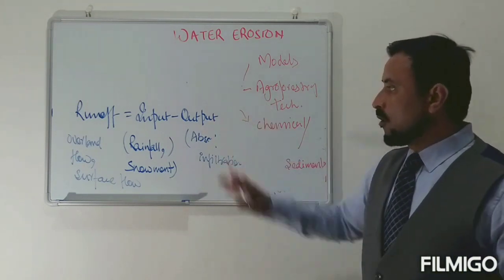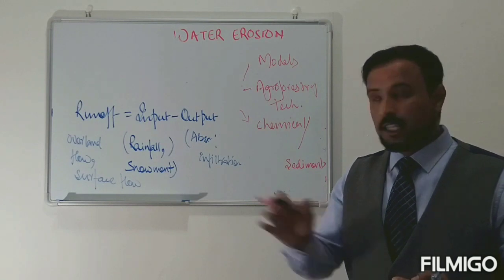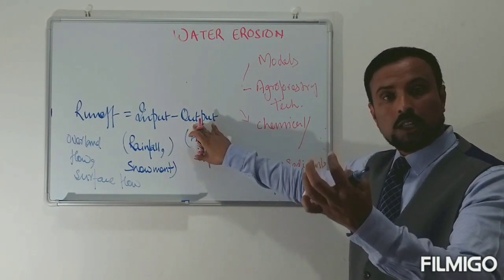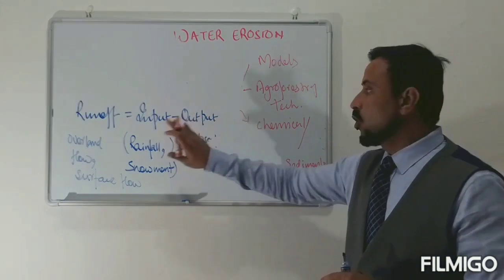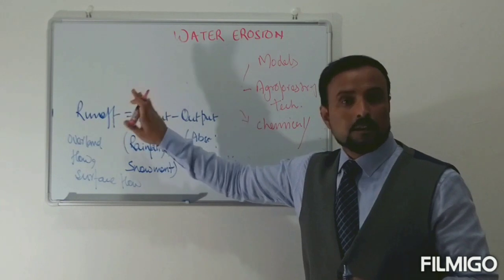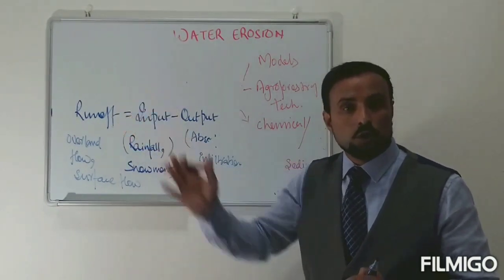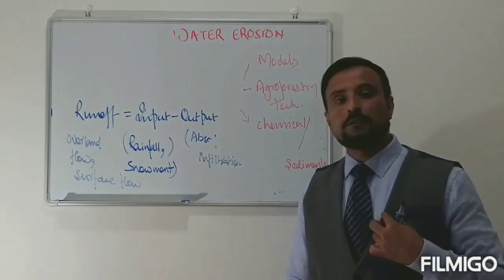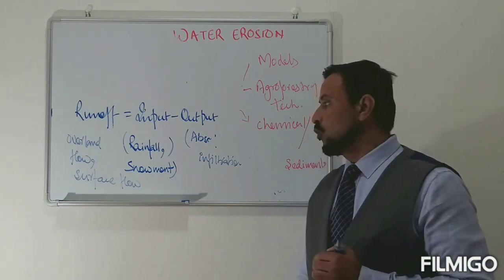Then in runoff, the amount of rain that is coming, the input, minus the amount of rainwater that has been utilized by the soil, whatever is left is called runoff, right? The ability of this runoff to cause erosion, the movement of topsoil by water, that is called runoff erosivity.